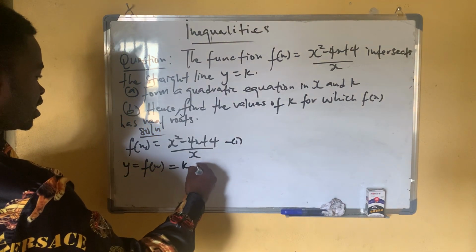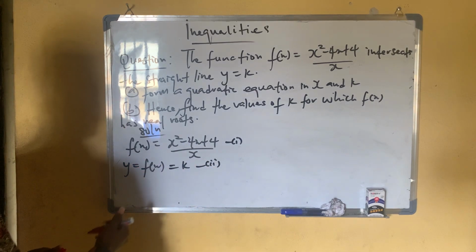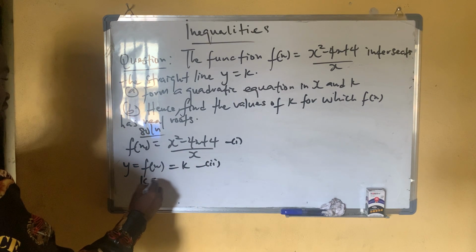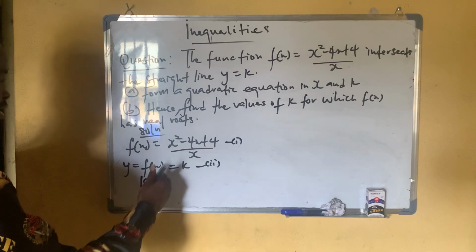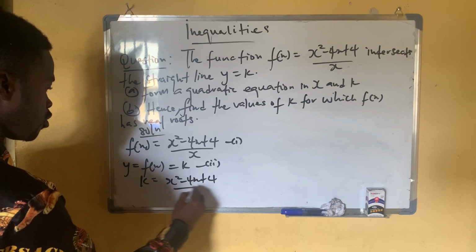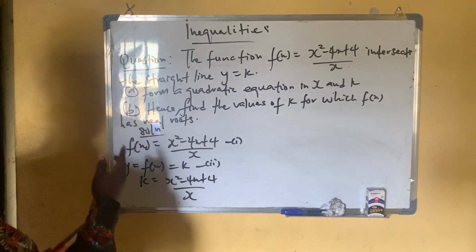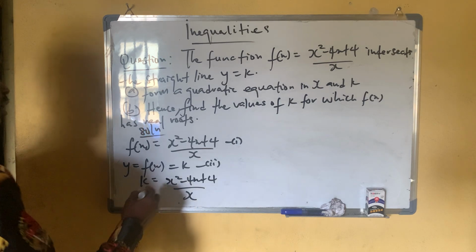If this is 1 and if this is 2, I can simply equate 1 and 2 from there, so that I say k is equal to, since k is f of x, k is equal to x squared minus 4x plus 4 all over x. Okay, so from there we can obtain our a. How do we do that?